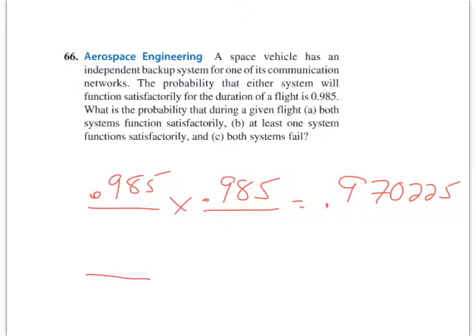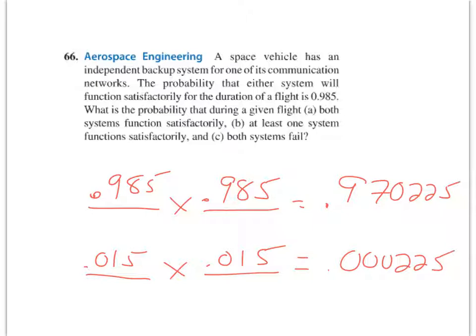So again, I have 2 engines. So for them both to fail, it's a 0.015 chance that the first one fails. And for the second one to also fail, it's 0.015. So I'm going to take my handy dandy little calculator here. 0.015 times 0.015 equals 0.000225. So there's a very small chance, 0.000225, that they both fail.